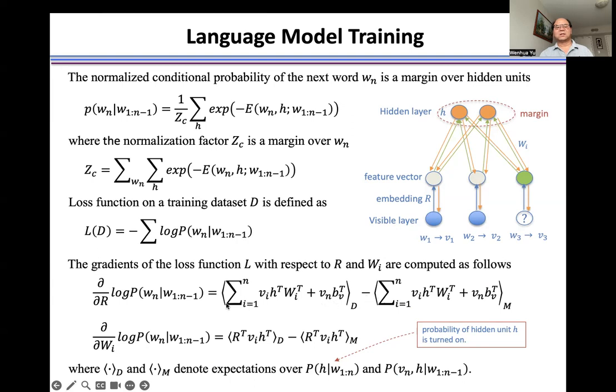The first term is the expectation of this summation over the training dataset. This V is sampled from the training dataset, and this H is sampled from this conditional probability of H. And the second term is the expectation of a summation over the language model. Here, both V and H are sampled from this joint probability of V and H.